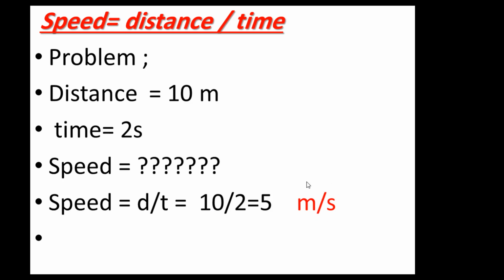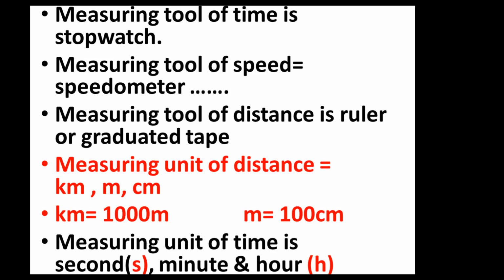The measuring unit of speed is meter per second. Why? The measuring unit of distance is meter, the measuring unit of time is second. So the measuring unit of speed is meter per second. Notice that a measuring tool of time is, for example, a stopwatch. A measuring tool of distance is a ruler or graduated tape. A measuring tool of speed is a speedometer. The measuring unit of distance may be kilometer, meter or centimeter.